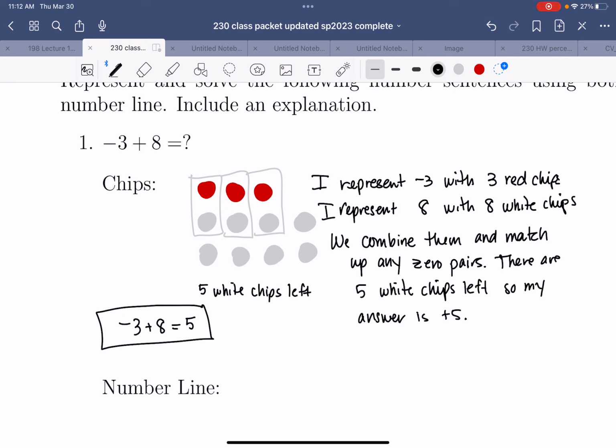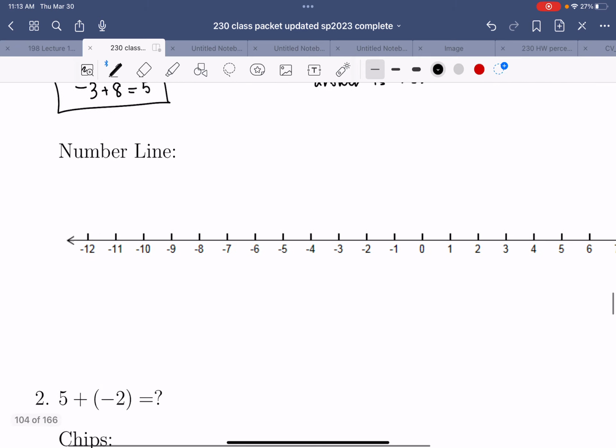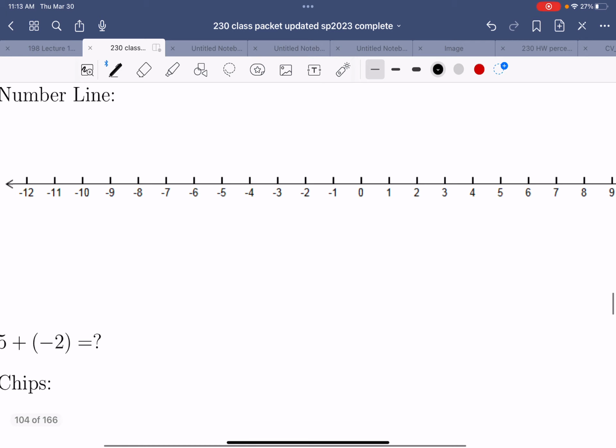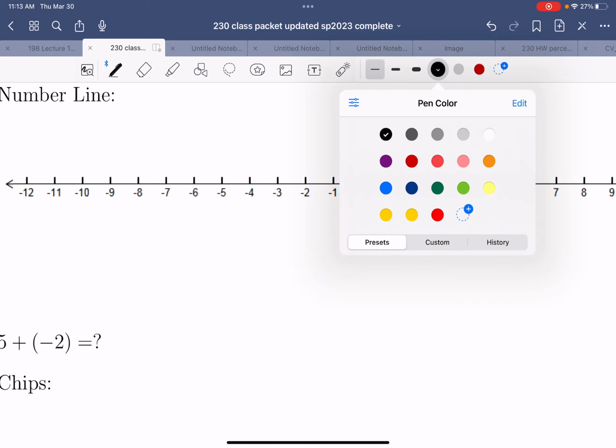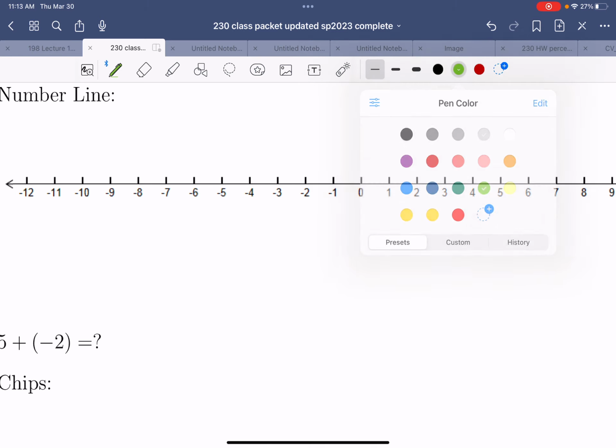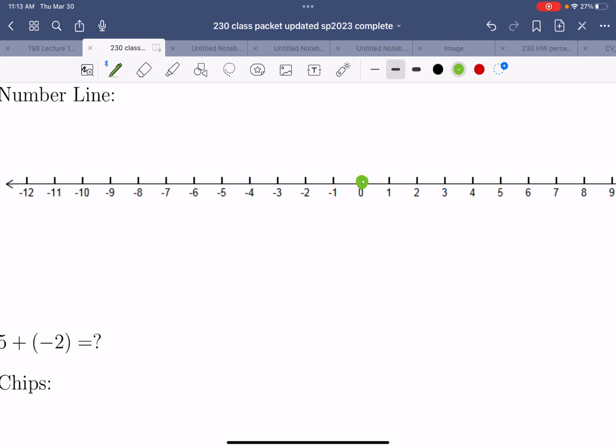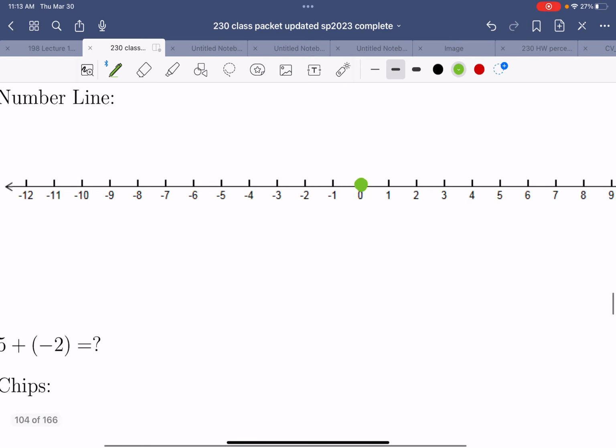I'm looking for complete sentences. I'm looking for good punctuation. I'm looking for you to say, here's what I did. I represented this. I represented this. I did this with them. Here's how I found my answer. Okay. On the number line, we are always going to start from 0. So my starting point is going to be at 0. So if I'm jotting down what I'm doing, I'm going to start at 0.